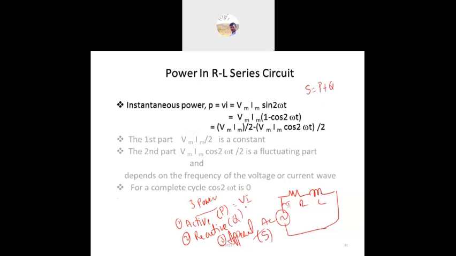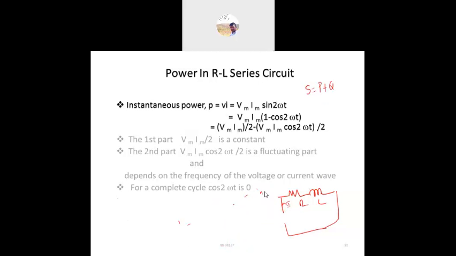Here active power is V I cos theta, okay, sorry, not sine, V I cos theta. And reactive power is V I sin theta. So that is the theta. That's the other part. We have active, reactive and apparent power, the three types.